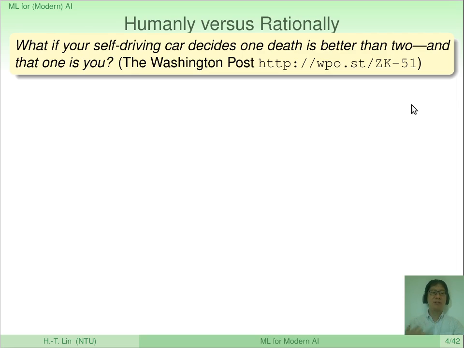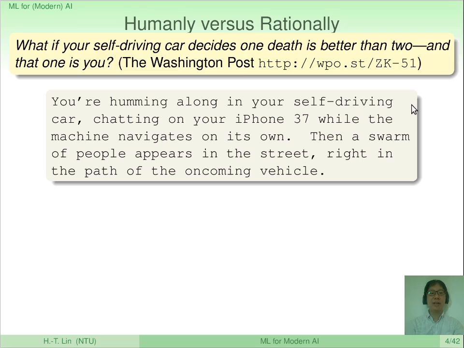Let's say we have self-driving car technology developing, and after a few years, what do you want your self-driving car to make decisions for you? Let's say you're in your self-driving car and the car sees a swarm of people appear on the street in front of the car. The car then needs to choose whether to bump into those people and possibly kill lots of them, or to maybe detour its original route, giving you, the passenger, a high probability of dying while saving lots of people's lives. What decision do you want your car to make?